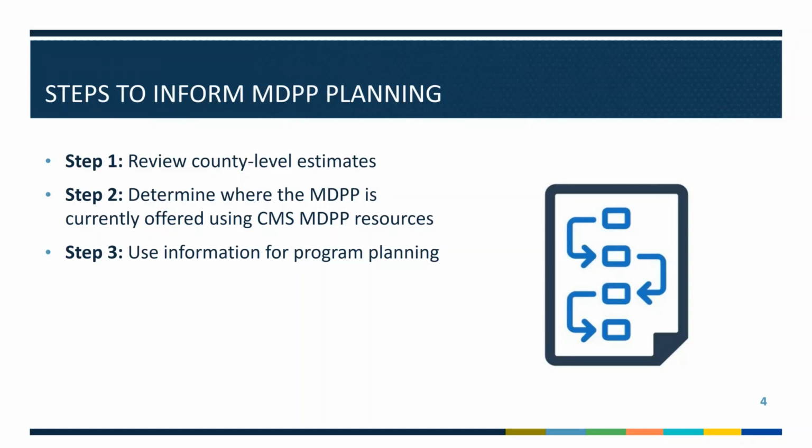Step 2 involves using resources from the Centers for Medicare and Medicaid Services, CMS, to determine where the MDPP is currently offered in a state or locality. In step 3, you will use the information you have gained from steps 1 and 2 to conduct program planning to potentially increase access to, awareness of, and enrollment in the MDPP.